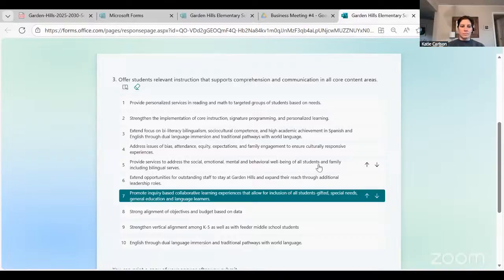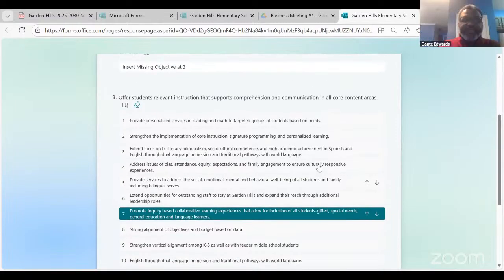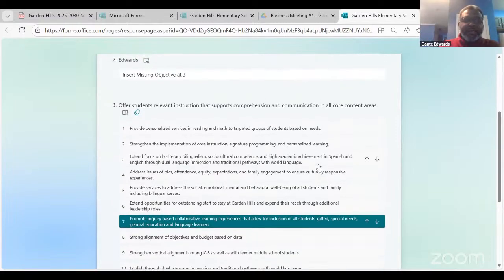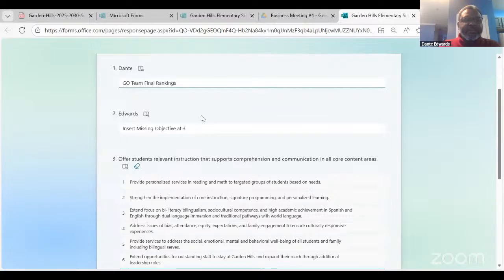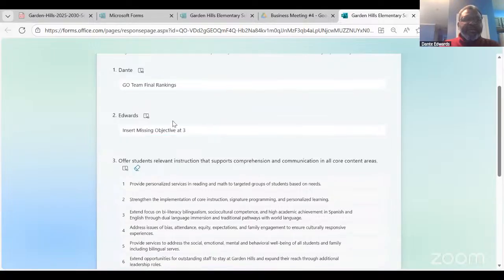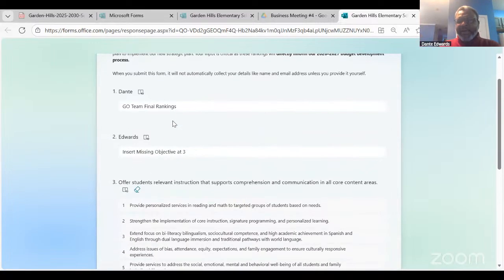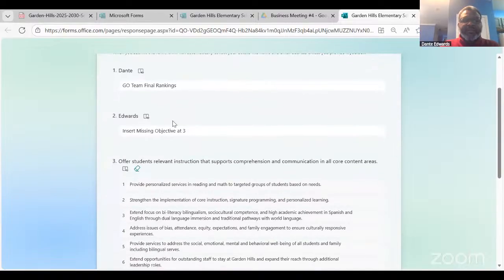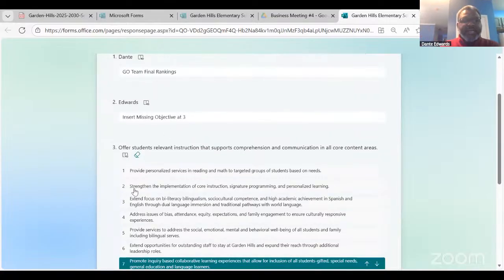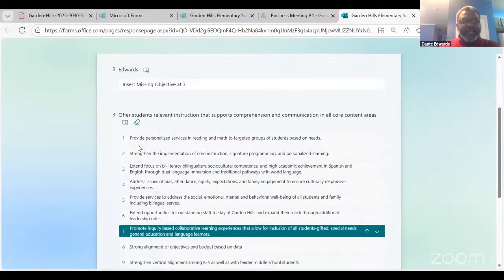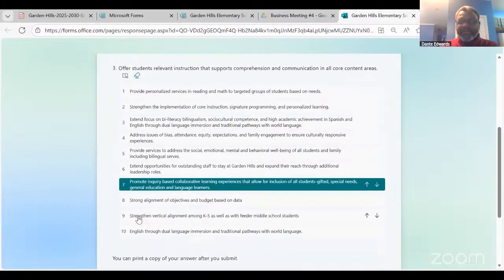Okay. So in order to capture everything, I just put this as my notes. On my end, I can go back and look at the individual responses, so I'll know to put the objective that was missing and slide it in at number 3. And then all this will become 11 objectives. Are we okay with that? It will become 10.